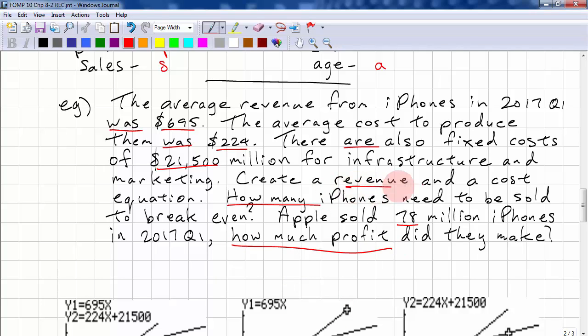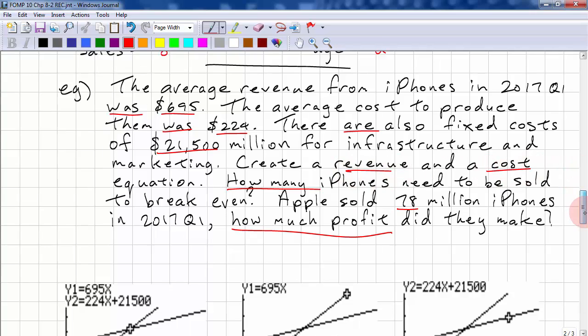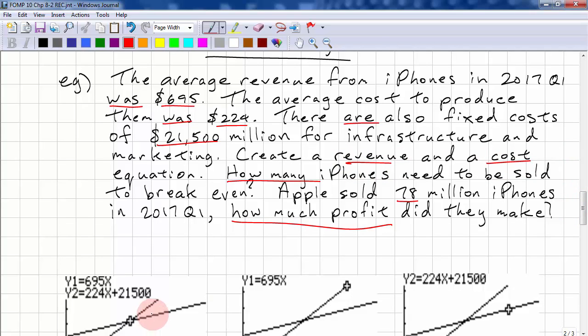And we need to create a revenue and a cost equation. So revenue means the money taken in. So this is revenue. That gives you a big clue. So R, revenue, was, that's an equal sign. 695. 695 what? For each iPhone. So we're multiplying by I. The average cost, C, equals cost was 224. And again, it's per phone, so that's I.